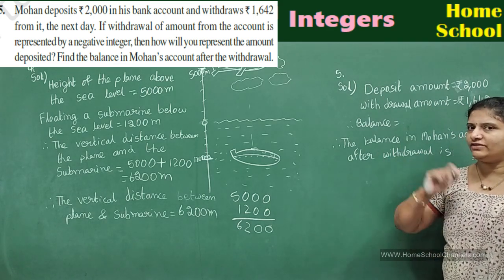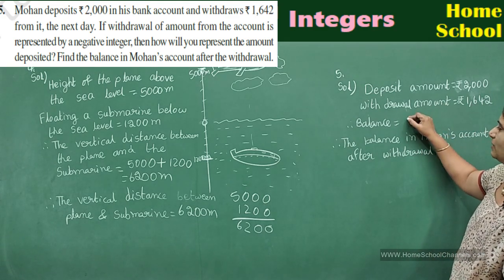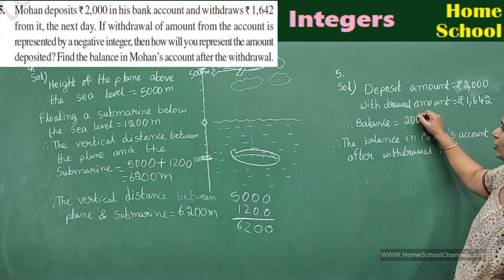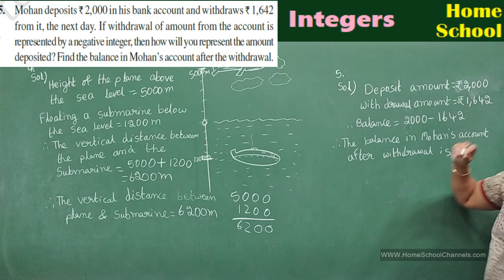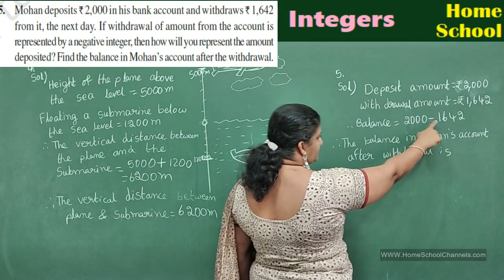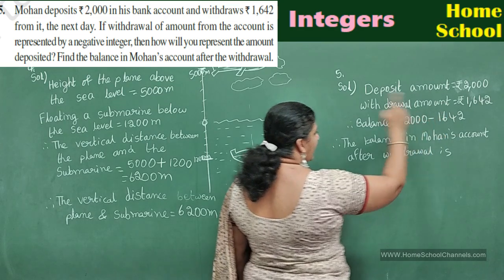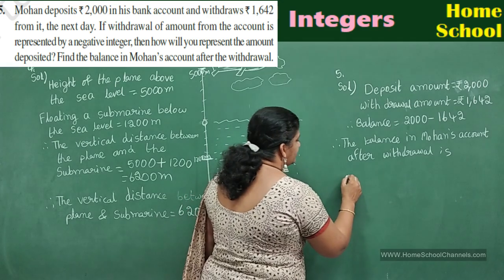Now how much balance is left in Mohan's account? The withdrawal amount is to be taken with a negative sign, that means we need to subtract. Balance is equal to 2000 minus 1642. In your question they said take the withdrawal amount with a negative sign. That means I am subtracting. I take a negative sign there.